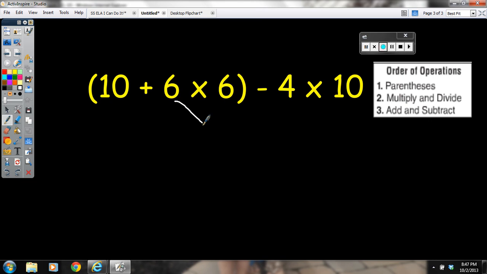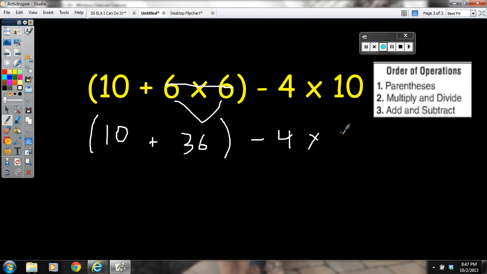Alright, and what I'm going to do is I'm going to take this and I'm going to multiply the 6 times the 6, which I know is 36. I take that 36, I bring down that plus sign, I get rid of the 6 times the 6, and I bring down the 10. Now, really, it's this 10 and 36 are still inside the parentheses. We're not done with that. So I bring down the minus 4, I bring down the times 10, and I'm left with a new expression.